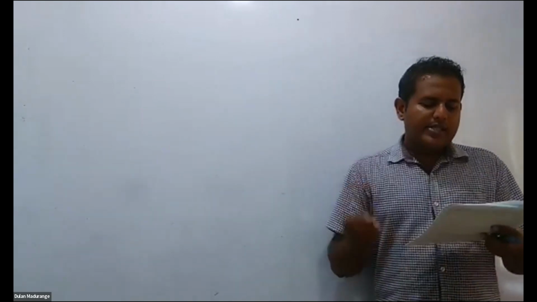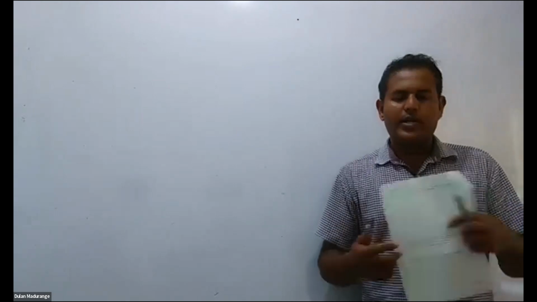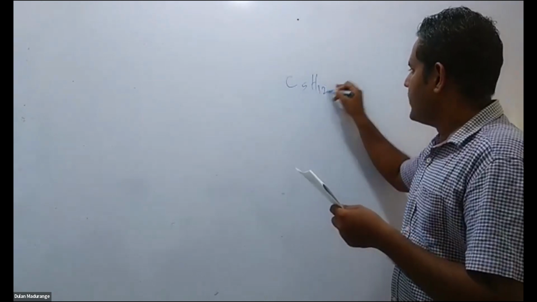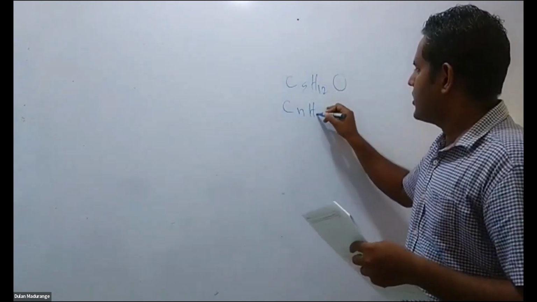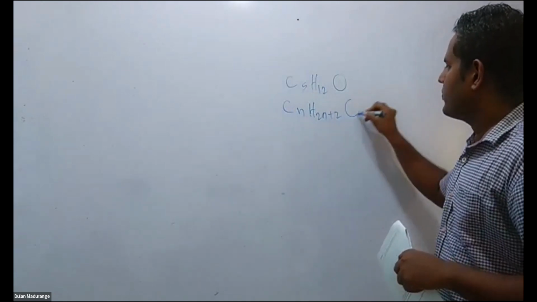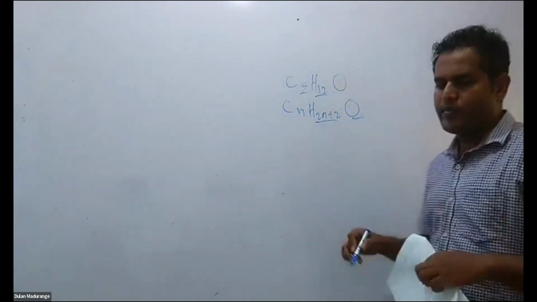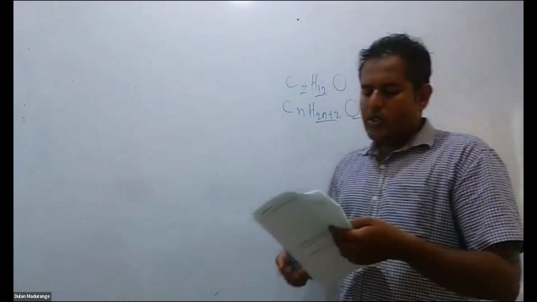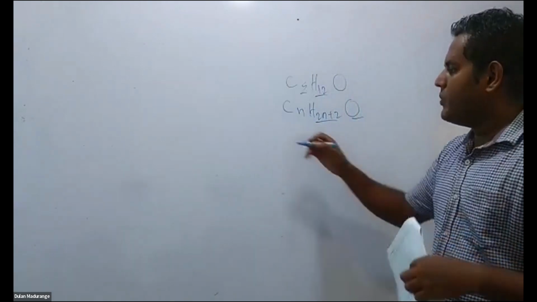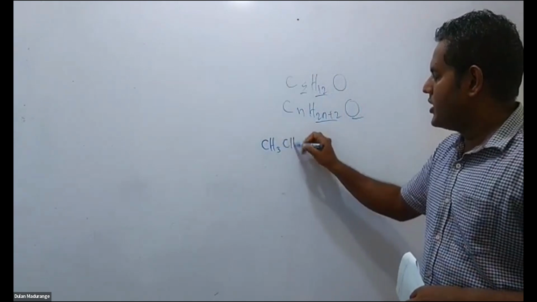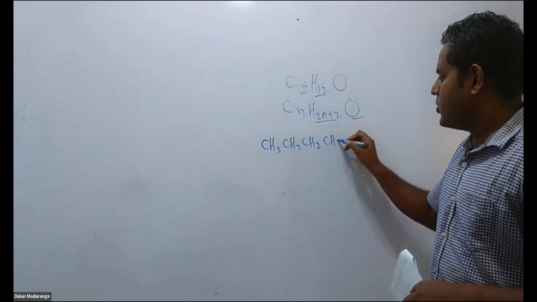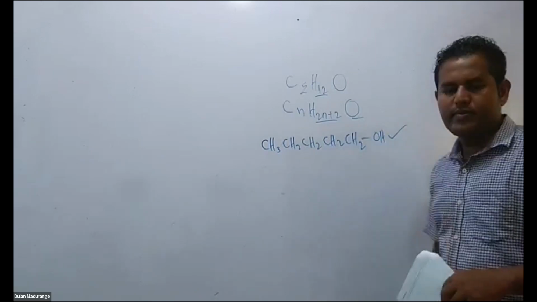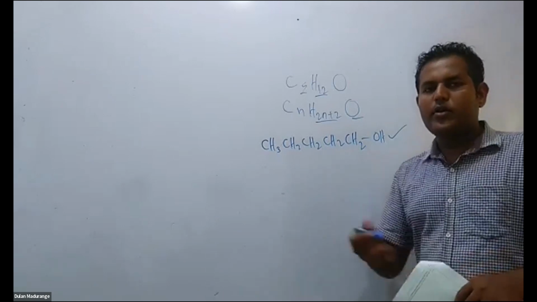The alcohols A, B, C, D are structural isomers of each other having molecular formula C5H12O. So when they are telling C5H12O, it is CnH2n plus 2O. It's really important. Then they ask to draw possible structures for ABC. So what are the possible structures? Try some structures: CH3, CH2, CH2, CH2, 1, 2, 3, 4, 5, OH. This is one structure, right? We can have more structures, so try to get branched structures.